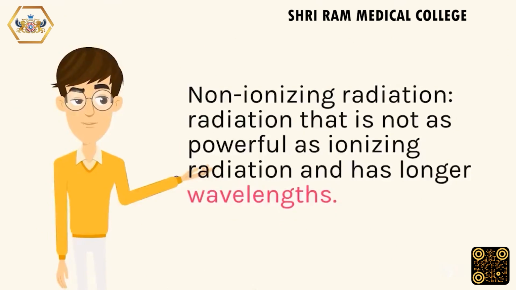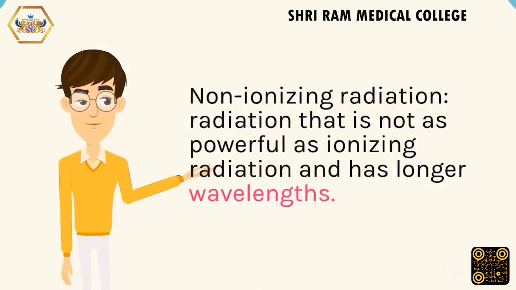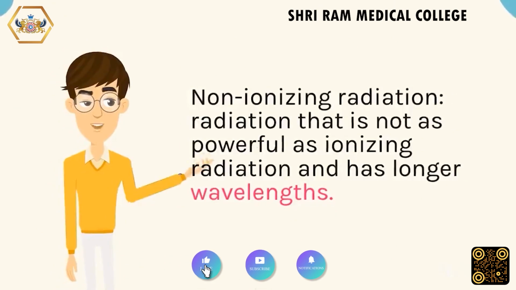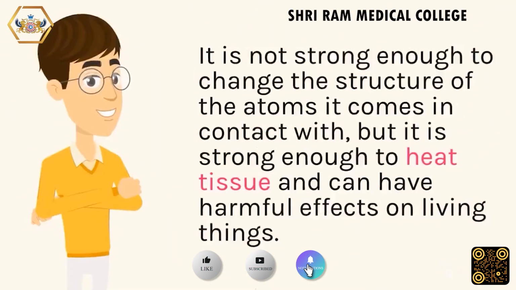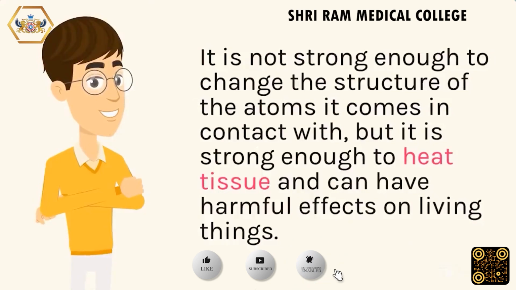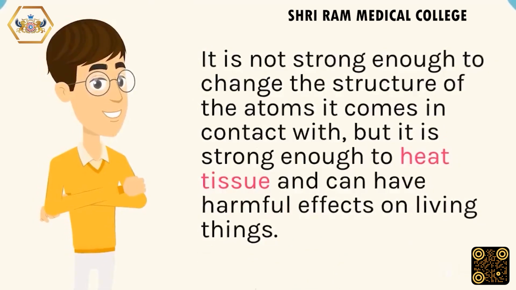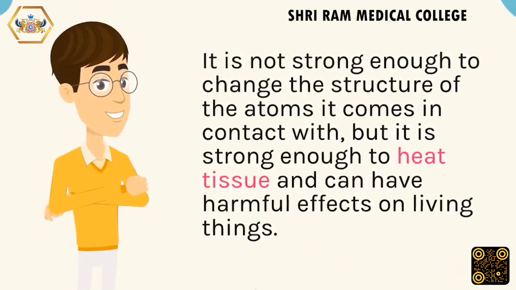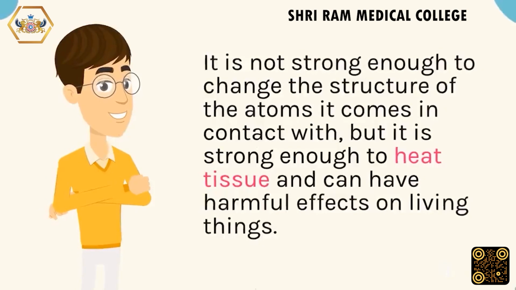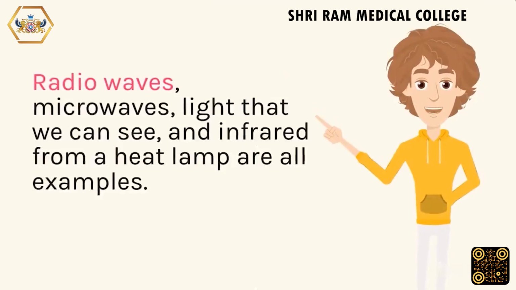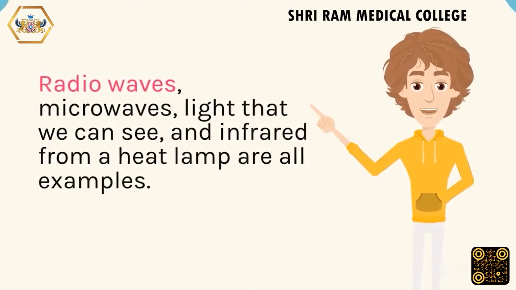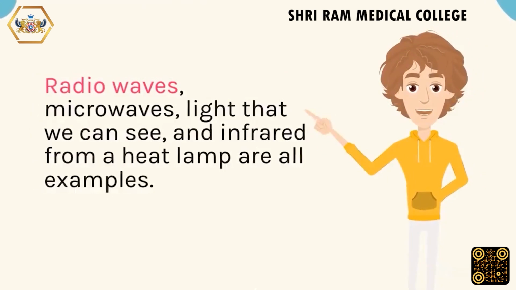Non-ionizing radiation. Radiation that is not as powerful as ionizing radiation and has longer wavelengths. It is not strong enough to change the structure of the atoms it comes in contact with, but it is strong enough to heat tissue and can have harmful effects on living things. Radio waves, microwaves, light that we can see, and infrared from a heat lamp are all examples.